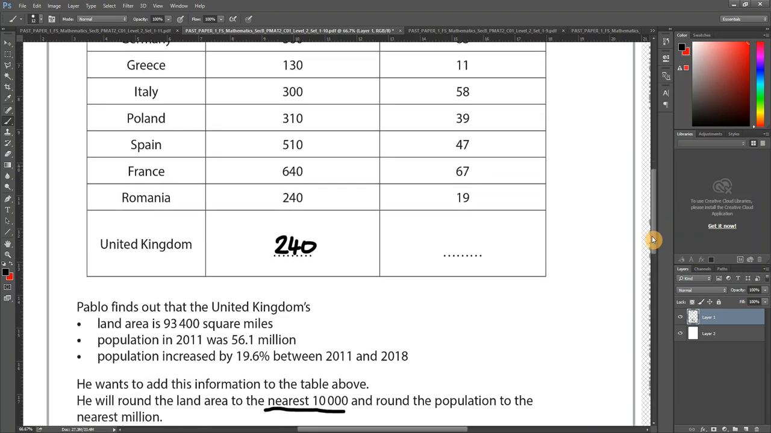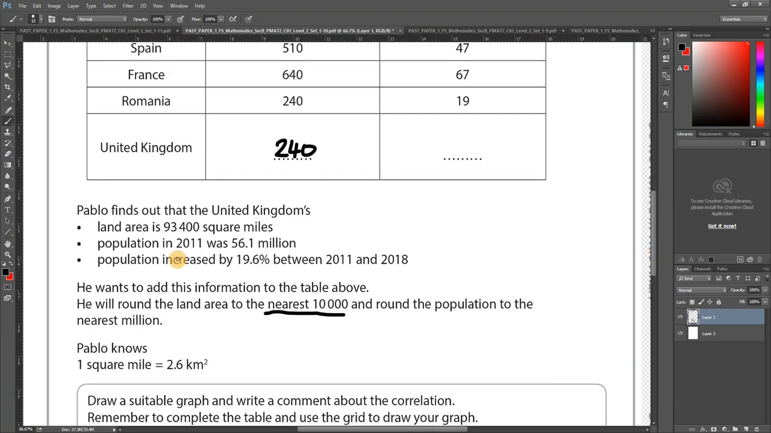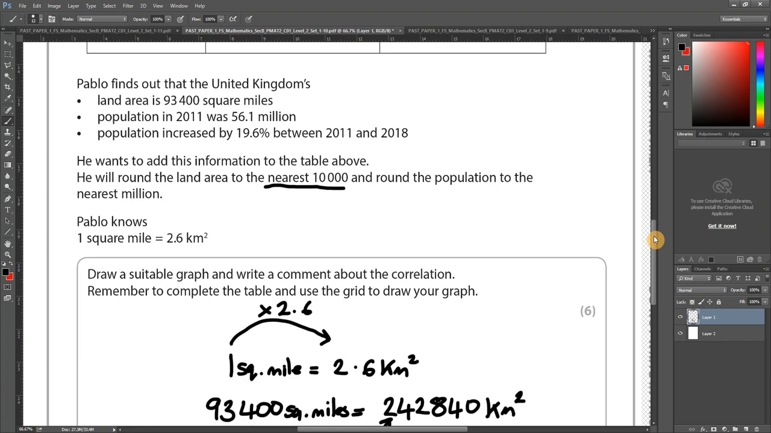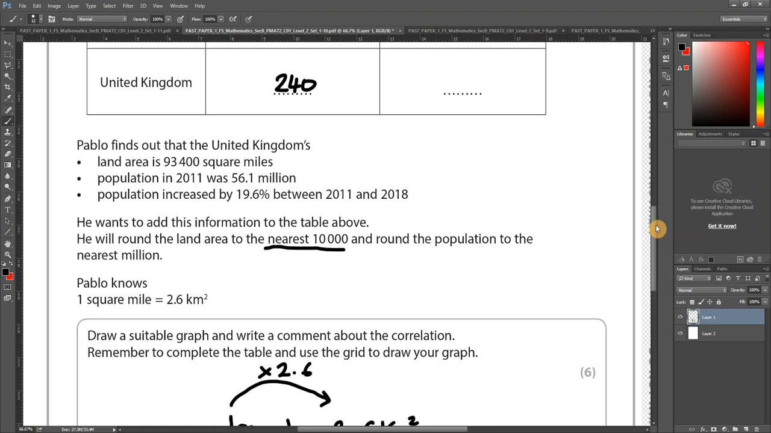Let's do the population, but they did mention that the population increased by 19.6%. So it was 56.1 million. We need to increase it by 19.6, right? So let me do that up here. 56.1. We're going to increase that by 19.6%.